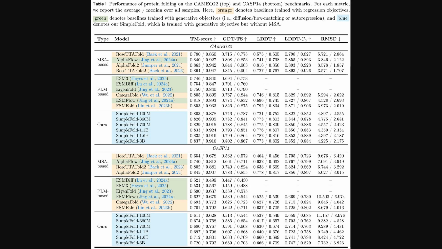Okay, Figure 2 detailed the architecture. Table 1 presents head-to-head accuracy on Cameo 22 and CASP14. On Cameo 22, SimpleFold 3B reaches TM score 0.837 mean and 0.916 median, matching ESM-Fold and close to AlphaFold 2. On CASP14, it posts 0.720 and 0.792. The table also shows steady gains with scale and clear wins over ESM flow.